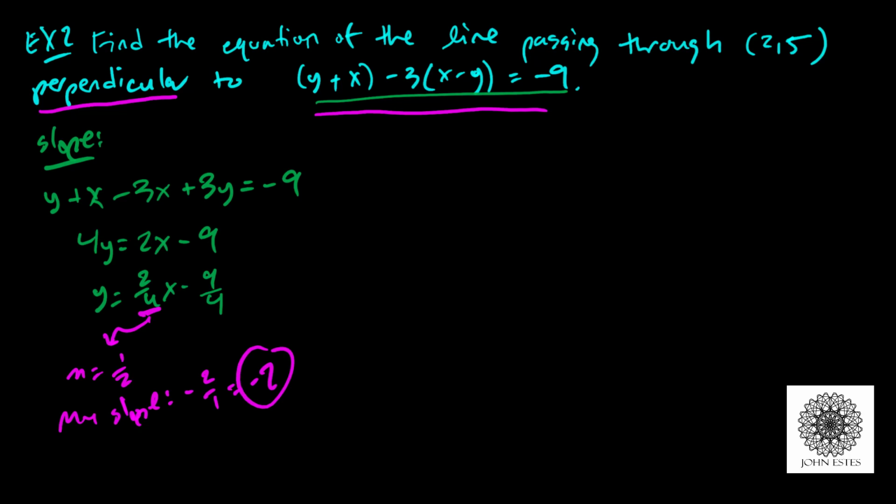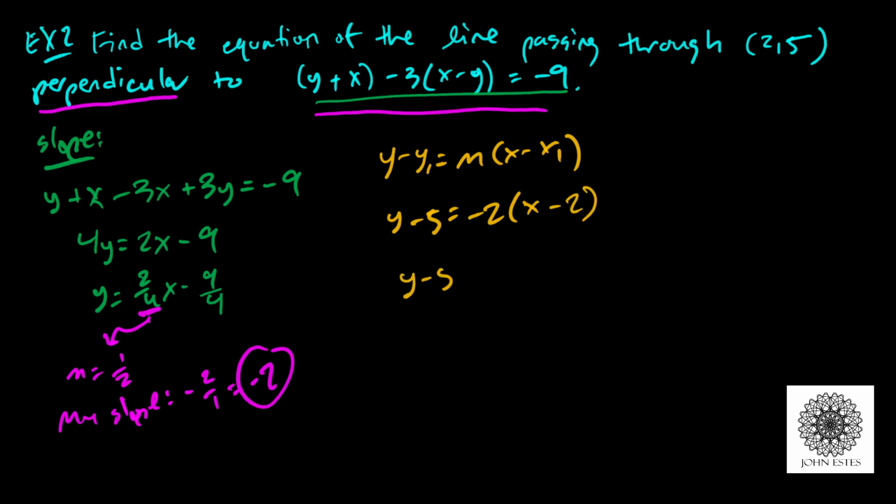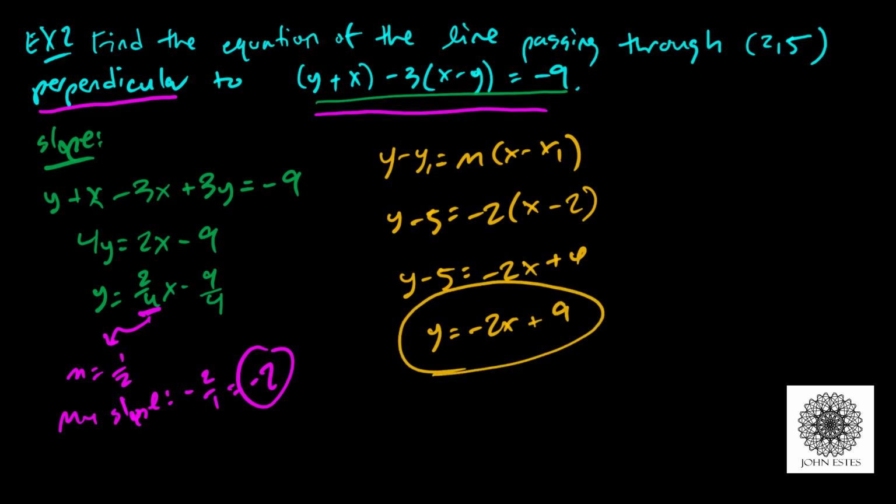Now we're going to use point-slope form, and I just plug in my coordinates. I have y minus 5 equals negative 2 times x minus 2. So I get y minus 5 equals negative 2x plus 4. So that's going to be negative 2x, add the 5 over, plus 9. And there's the equation of my line, and I'm telling you this one is perpendicular to that one and passes through this point 2, 5. And again, I'm going to use Desmos.com to illustrate this.